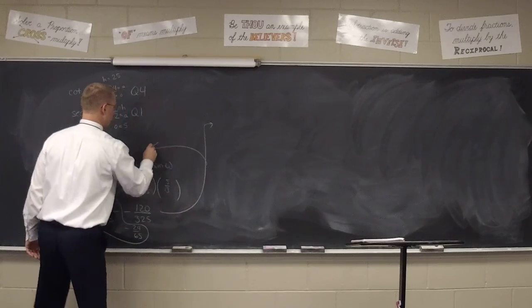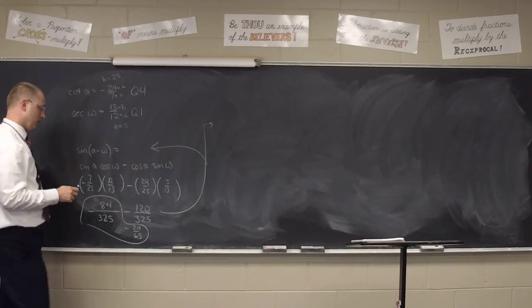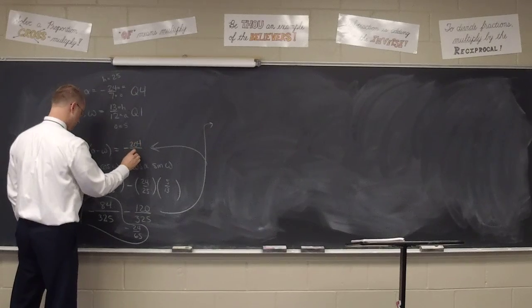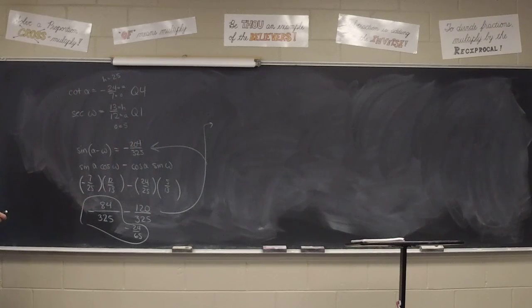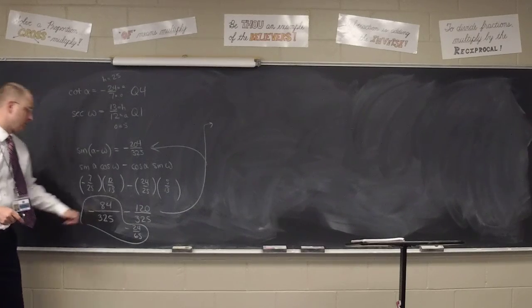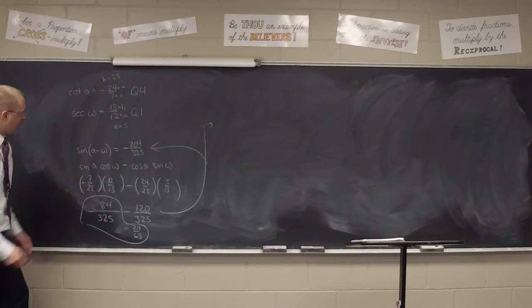Let's write the answer this way. I'm getting negative 204 over 325. Negative 84 325ths minus 24 65ths, they're both negative, so it's negative 204 over 325. That's what I got. There we go.